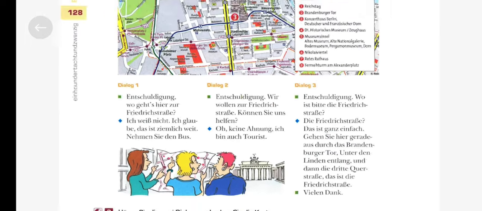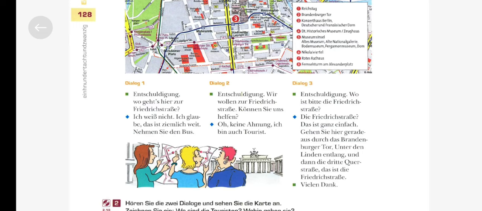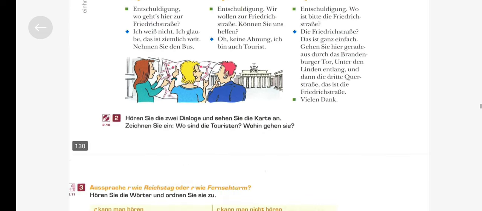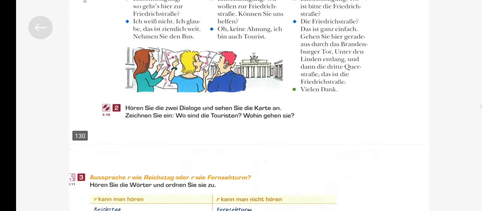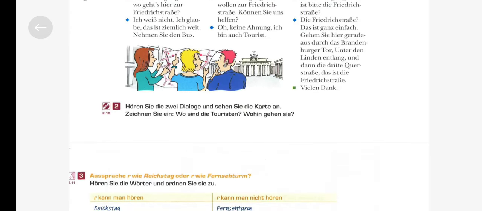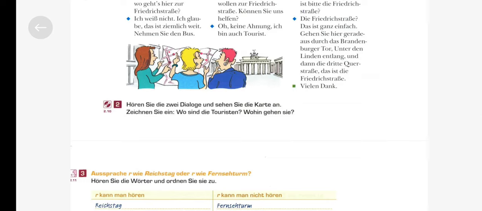Understood it? And if you don't understand anything, you can write in the comment section. Next is, hören Sie die zwei Dialoge und sehen Sie die Karte an. Zeichnen Sie ein, wo sind die Touristen, wohin gehen Sie? Second question, you just have to note down where the people are, where the tourists are and where they want to go. Now listen to the audio.